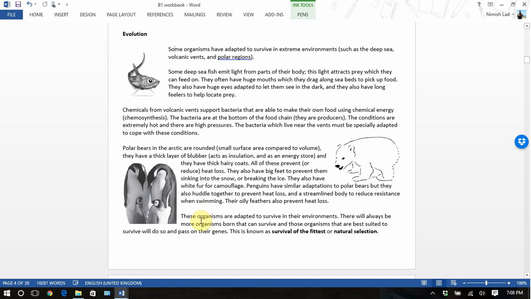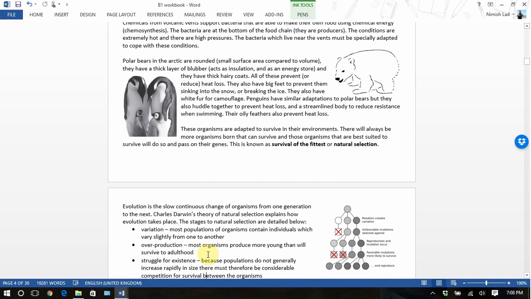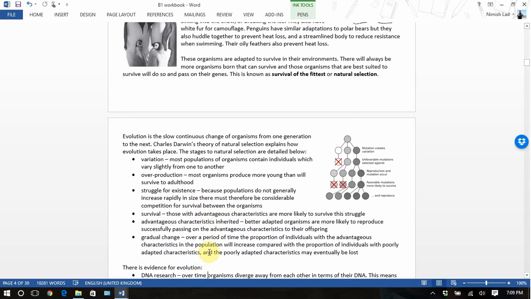There will always be more organisms born than can survive, and those organisms that are best suited will survive and pass on their genes. This is known as survival of the fittest, or natural selection. So we're getting into Darwinism now. Evolution is this idea that Darwin came up with, linking it to natural selection. That's what Darwin really did. This is a slow process, remember, it's not quick, it's not sudden, it takes time.